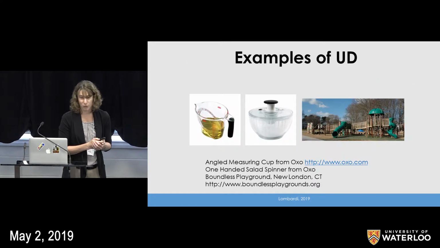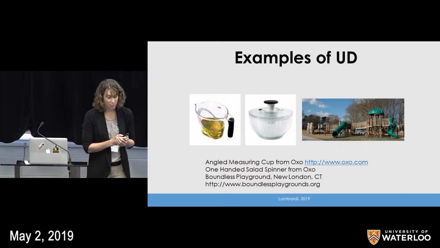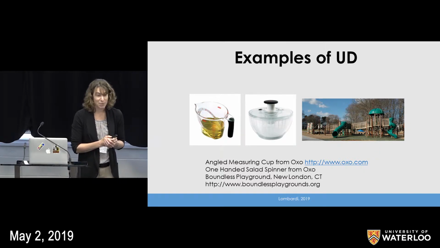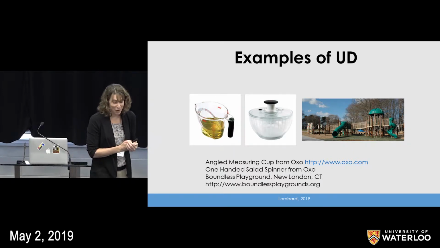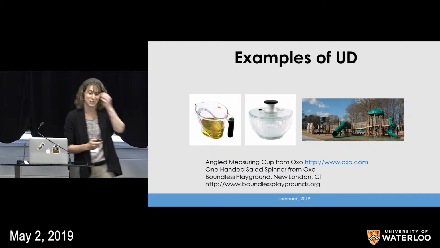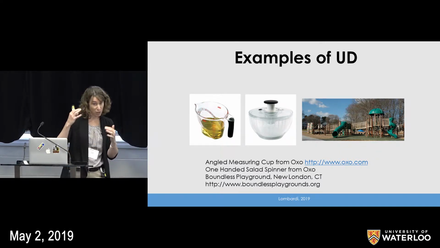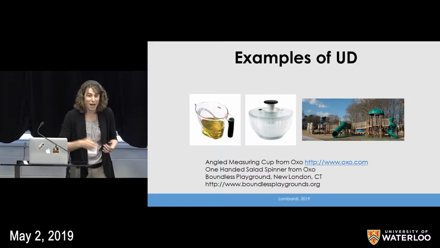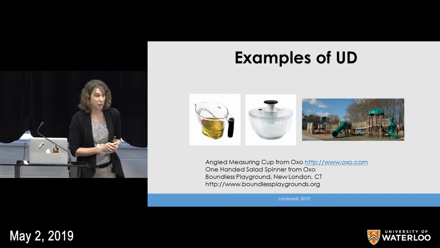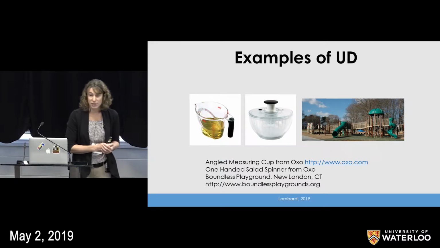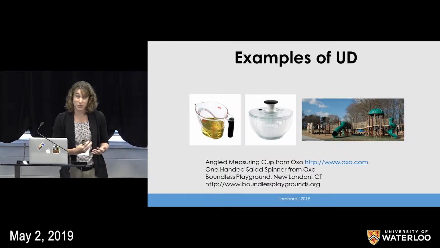Here's a couple other examples of products that are considered universally designed. You've got a measuring cup and a salad spinner. Maybe many of you have these at home, right? And maybe you don't even know those are universally designed, but they are. The measuring cup is considered universally designed because you can see the measurement from different angles, right? You can see it from below, you can see it from above. You don't have to hold that cup up at eye level to see where the liquid line is. So that's considered universally designed because it's usable for people from a variety of perspectives, right?